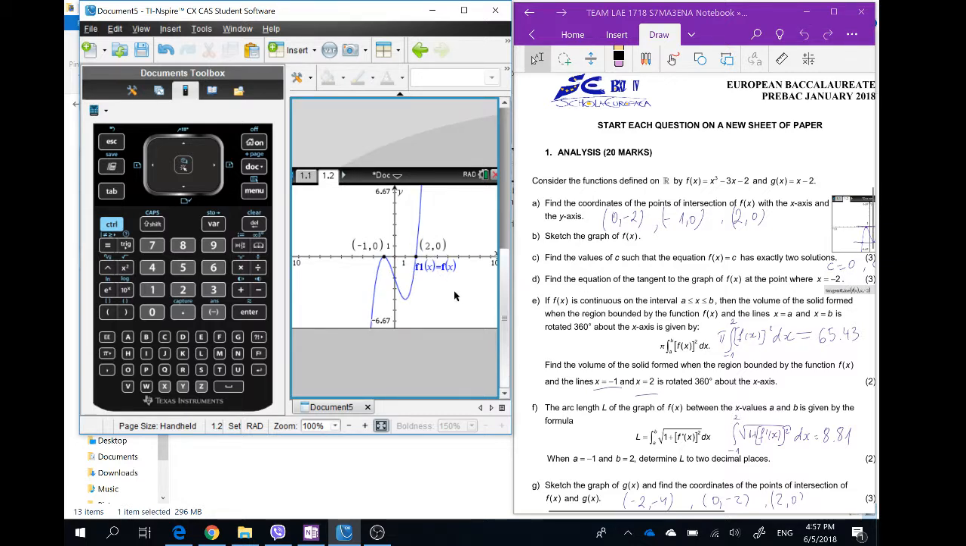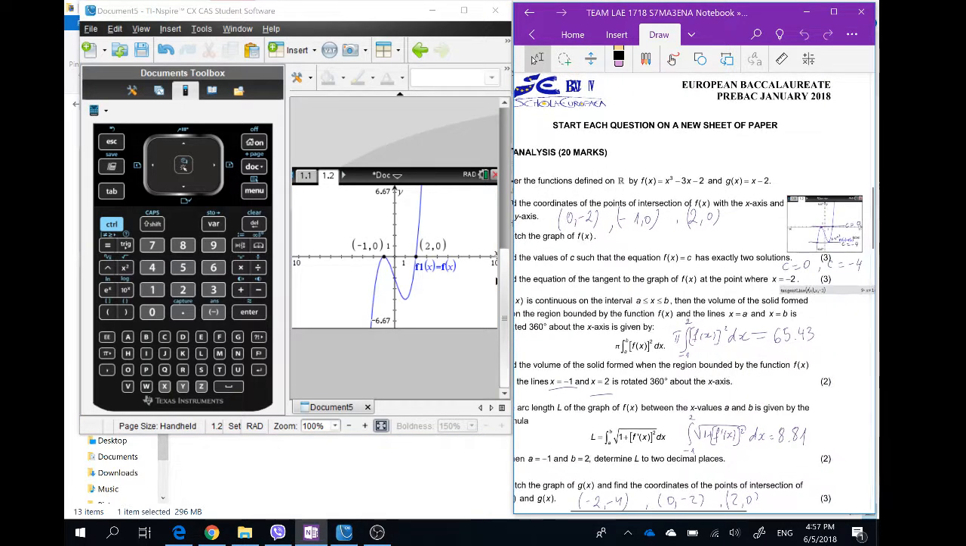So these are the 2 points of f of x with the x-axis. Now find the coordinates of the point with the y-axis. We have one more point here, so this is when x is equal to 0. By the way, when x is 0, f is minus 2. So 0, minus 2 is the y-intercept.